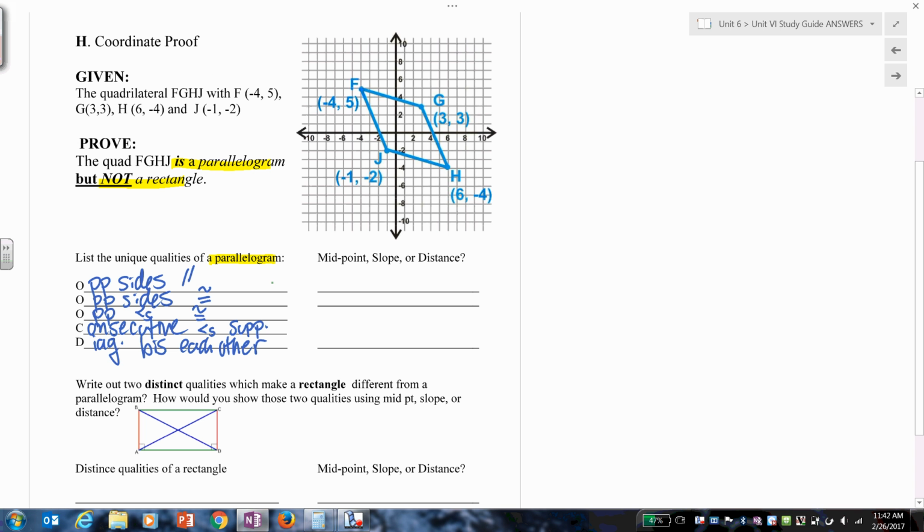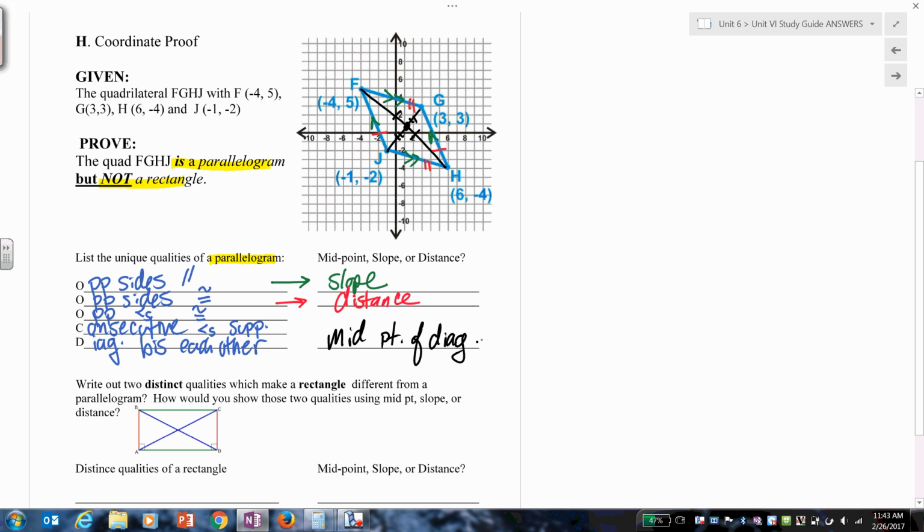And if I wanted to show that opposite sides were parallel, I would use slope. If I wanted to show that opposite sides were congruent in length, I would use distance, because distance is a length concept. If I wanted to show that the diagonals bisect each other, X marks, that would have to be the midpoint going both ways. So I would find the midpoint of each diagonal.